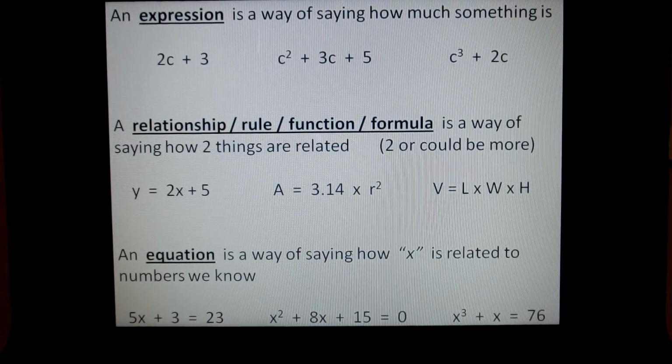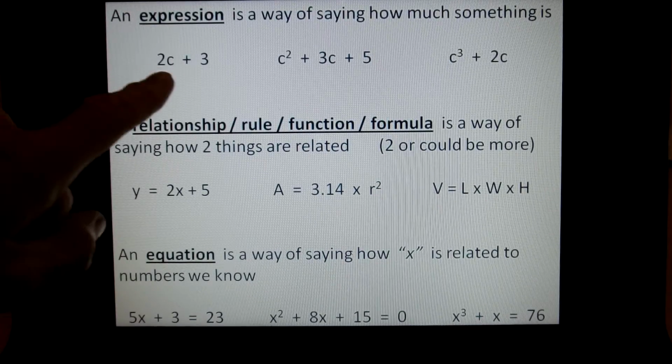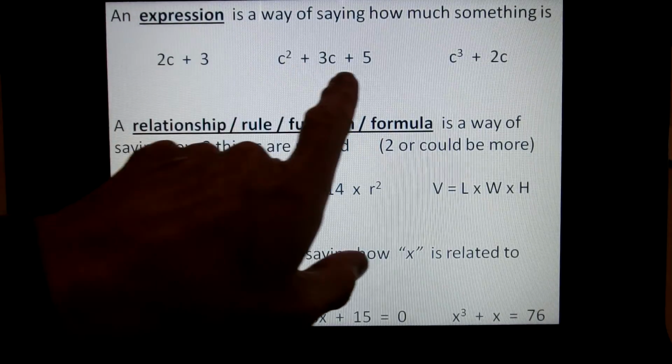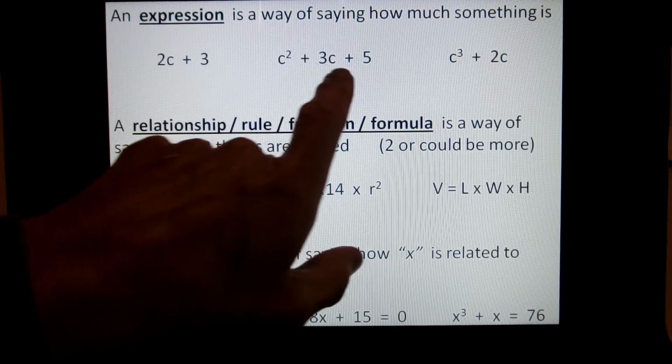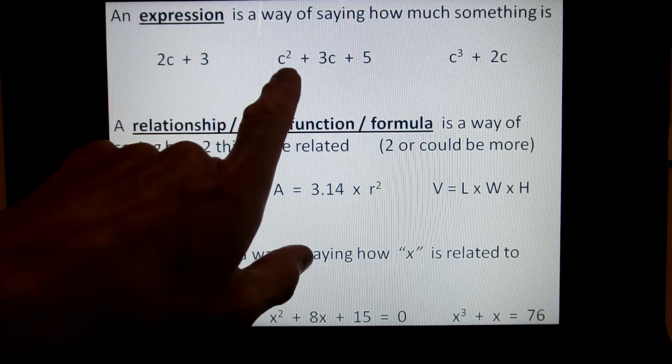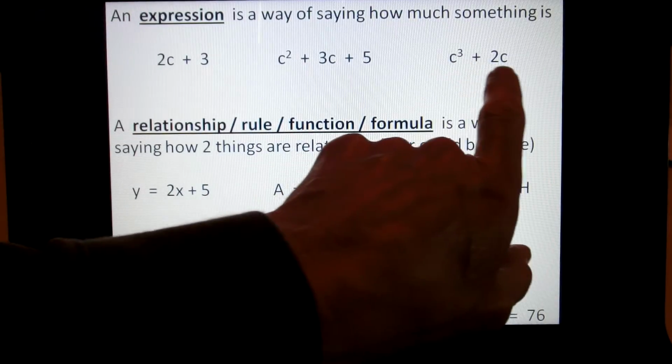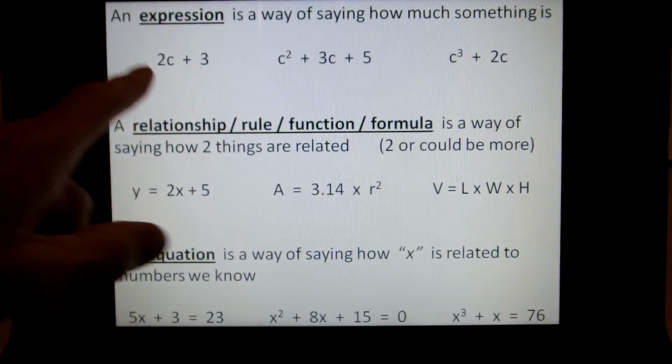So here we've got three examples of expressions. First one, second one, and third one. This one we call a linear expression. This one is a square or quadratic expression because there's a square or quadratic c there. This one's a cubic expression. We have c cubed there. So three types of expression.